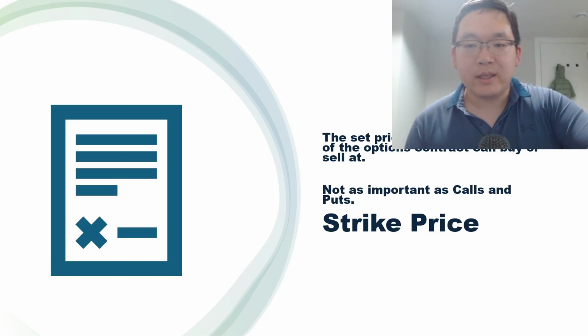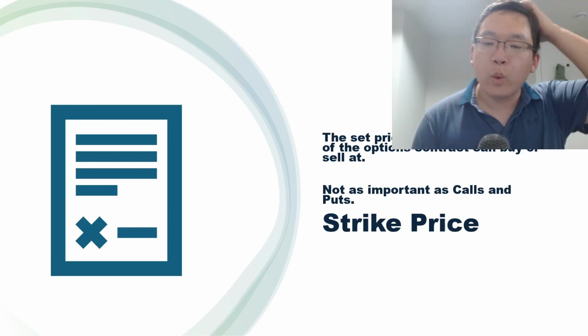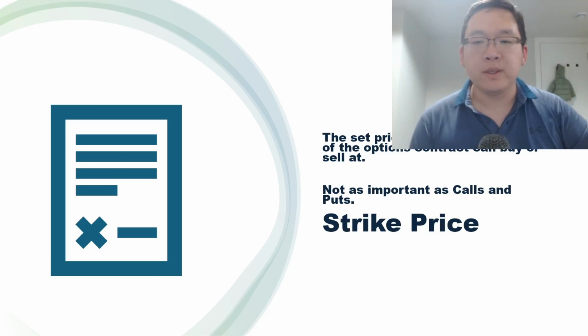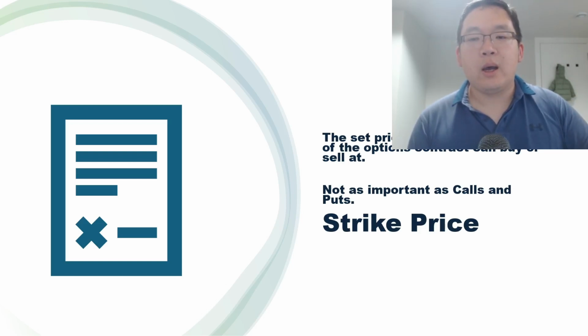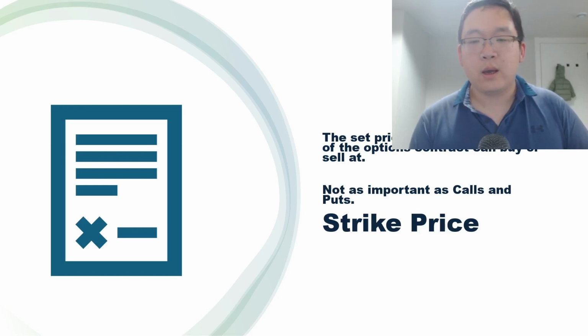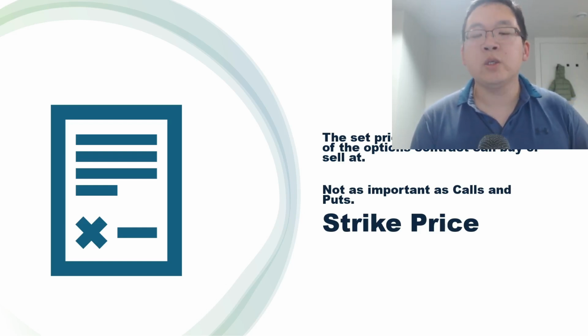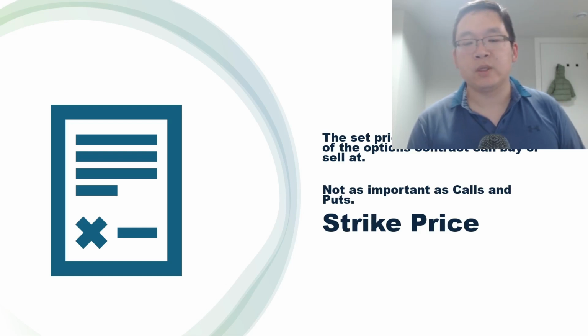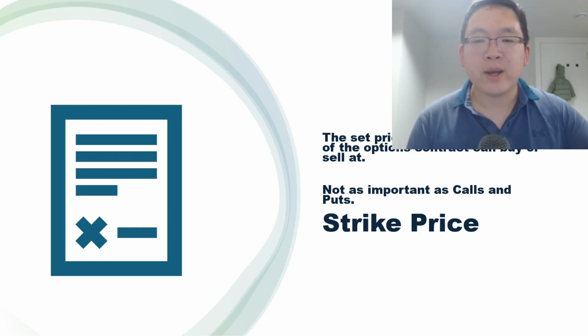The next thing that you have to understand, which is going to come in tandem with calls and puts, is a strike price. Now, people who are new to options tend to overestimate the importance of strike price. Actually, the strike price is not as important as predicting whether it's a call or put itself. Predicting whether it's a call or put is much more important than predicting the strike price. But we need to know what a strike price is because it's going to help us determine how to buy a contract.